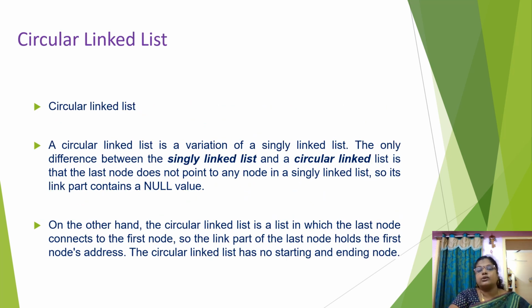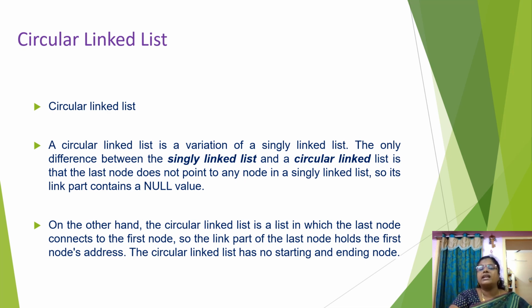Circular linked list. Circular linked list is a variation of a singly linked list. The only difference between the singly linked list and the circular linked list is that the last node does not point to any node in a singly linked list, so its link part contains a null value. On the other hand, the circular linked list is a list in which the last node connects to the first node. So the link part of the last node holds the address of the first node.